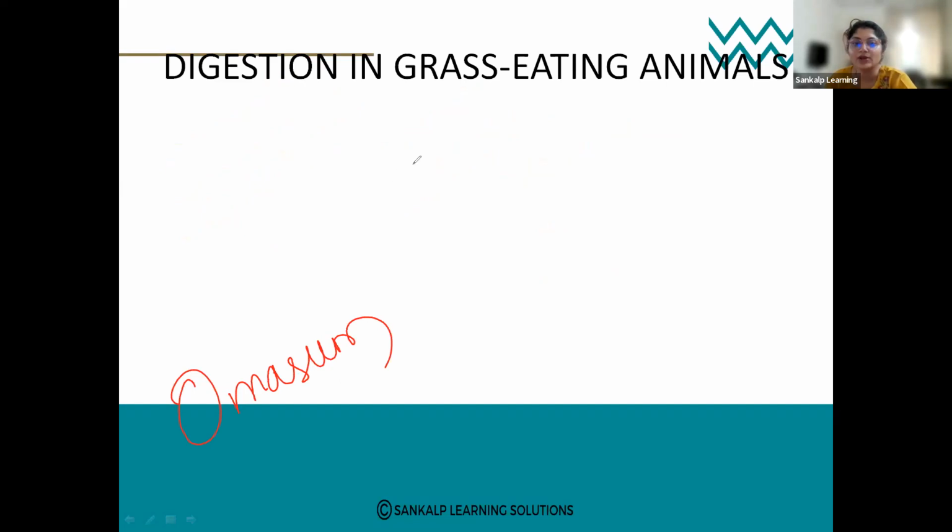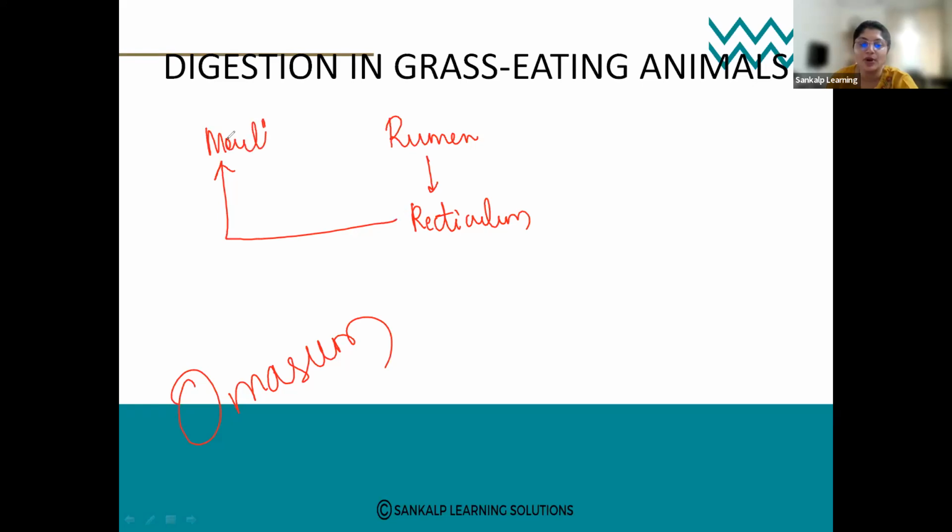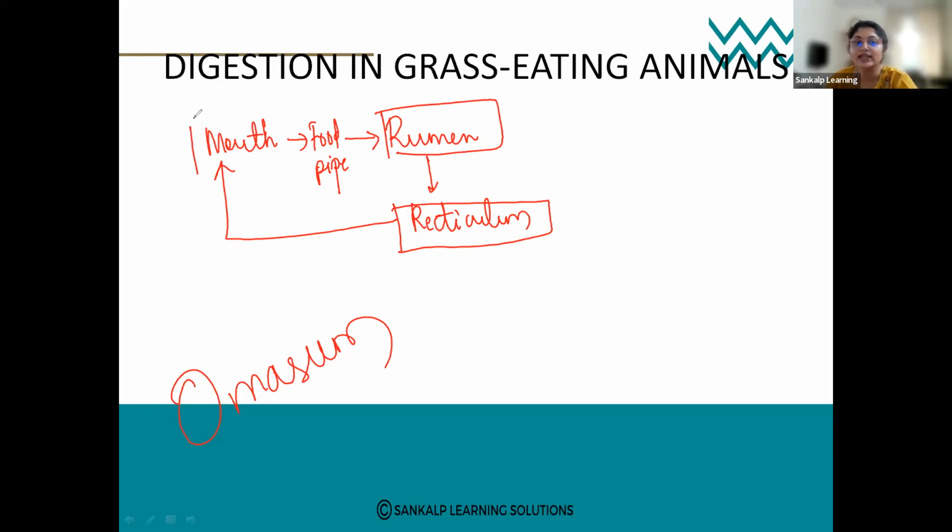From the mouth, the food is sent through the food pipe, then directly to the first chamber, that is the rumen. From the rumen, it is sent to the reticulum. From the reticulum, it is sent back again to the mouth. In the mouth, the animal chews it again properly, so the food is thoroughly chewed.